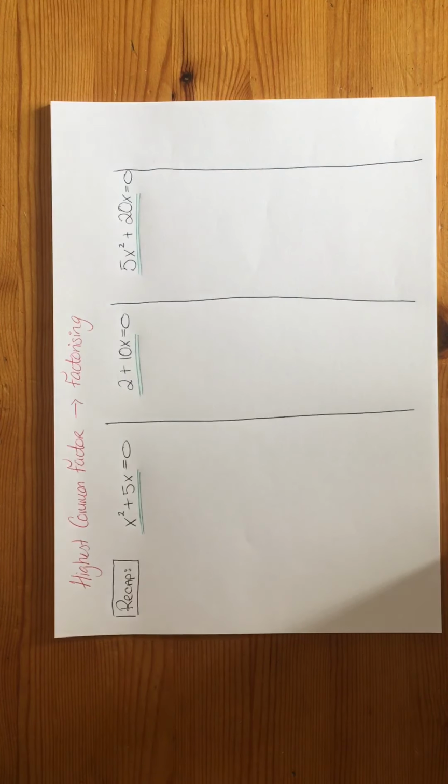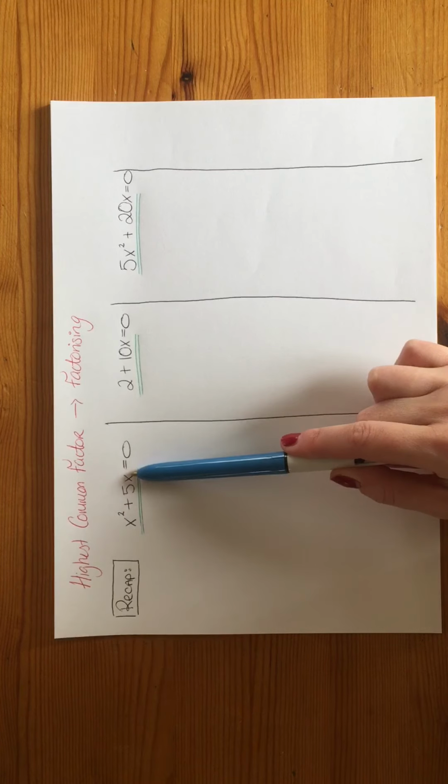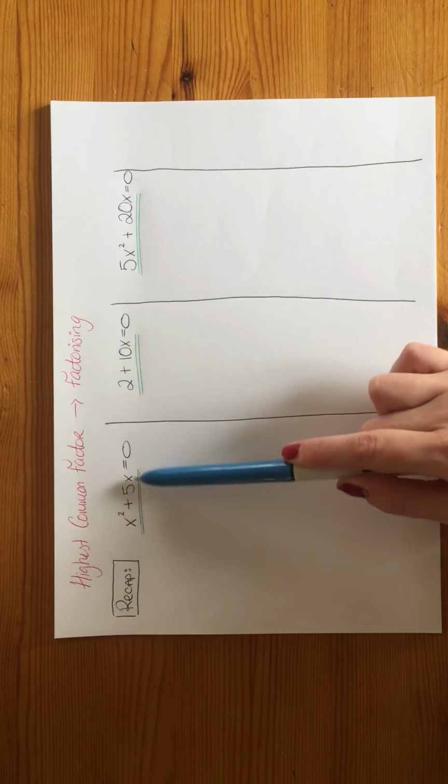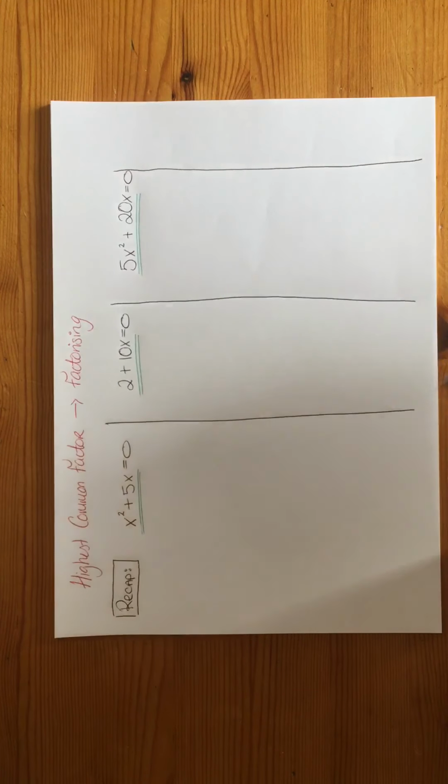Okay, so today we're just going to recap our factorising using highest common factor from before Christmas, and then add on that little extra bit that we learnt on Monday where you split them up and let them equal 0. So here we have x squared plus 5x. Okay, so we've got two terms. You only ever use highest common factor when you have two terms.